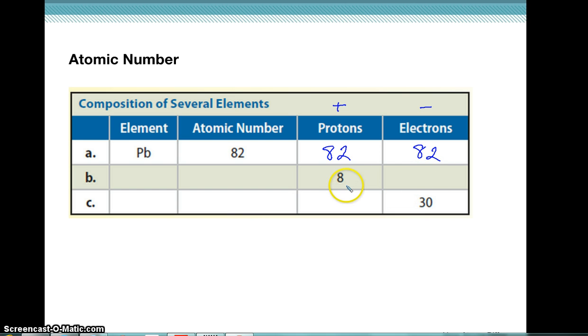All right, now let's find an atom with 8 protons. Well, that means the atomic number is also 8. And which element has an atomic number of 8? Well, that would be oxygen. And we know that if there are 8 protons, there are also 8 electrons. Now for the third one, we have 30 electrons. That means we have 30 protons. The atomic number is 30. And what element has an atomic number of 30? If you take a look at your periodic table, that will be zinc.